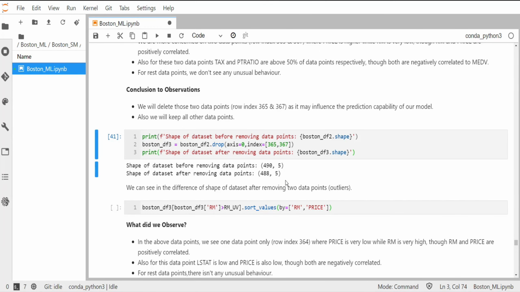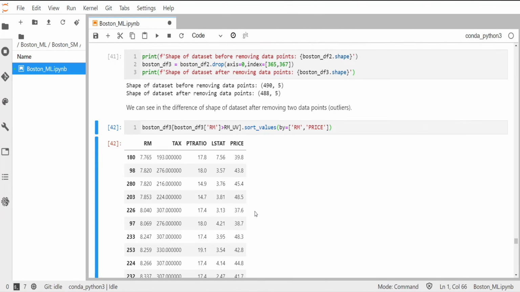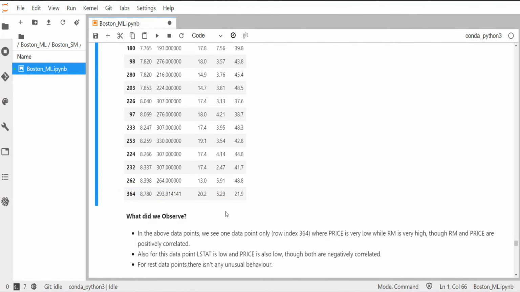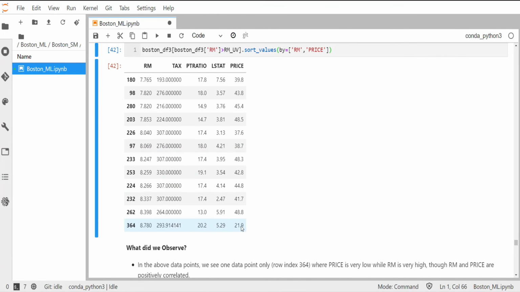Next, for the same analysis, we will observe the higher outlier values. Let's observe these values. So in the data points, we see 1 data point only at raw number 364, where price is very low while RM is very high, though RM and price are positively correlated, as we discussed earlier. Also for this data point, LSTAT is low and the price is also low, though both are negatively correlated. And for the rest of the data points, there is not any unusual behavior.